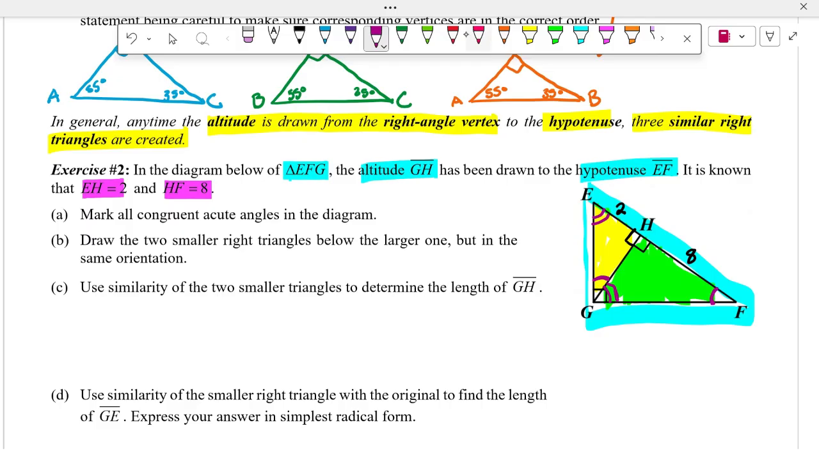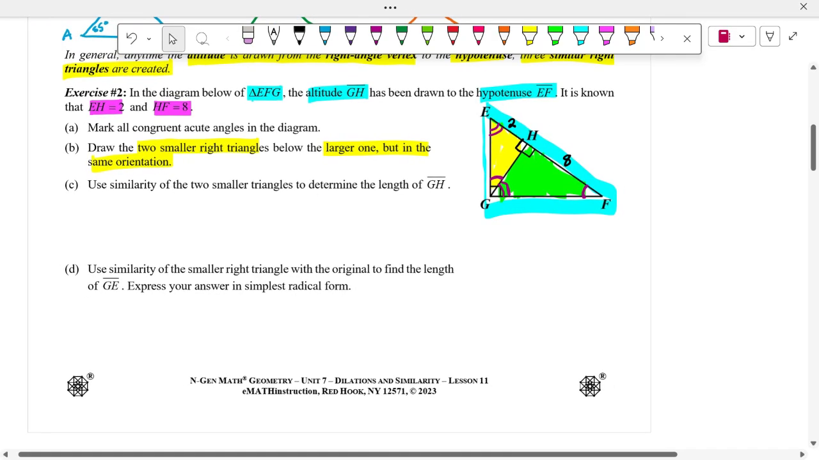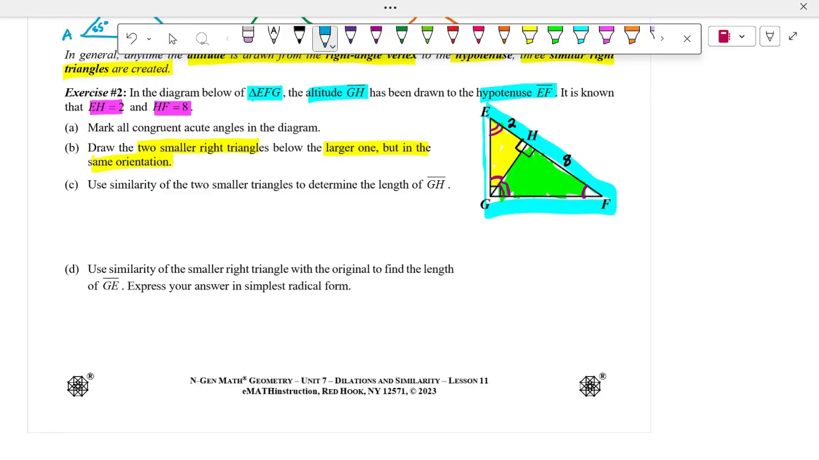Now we're going to draw the two smaller right triangles below the larger one, but in the same orientation. I am just going to draw all of them over again, just so there's no confusion. I'm going to draw the blue one first, the big one. So this is E, G, F. I want to make sure I mark everything correctly. Now, question. If 2 and 8 are right here, what's the length of the side EF? 10. So I'm going to put a 10 there.